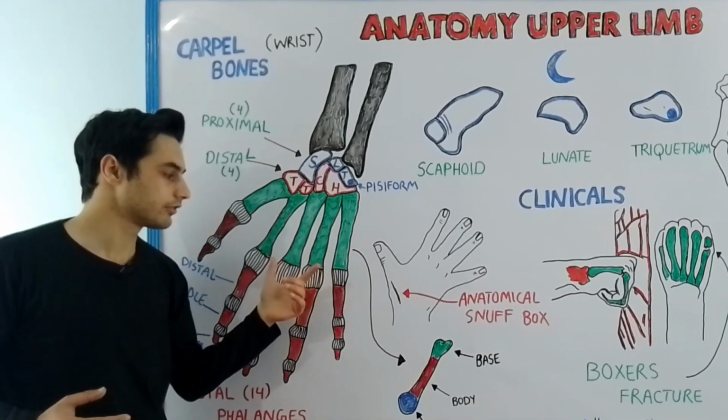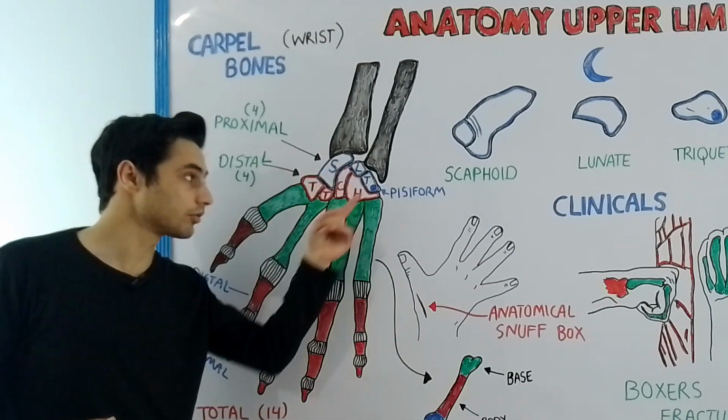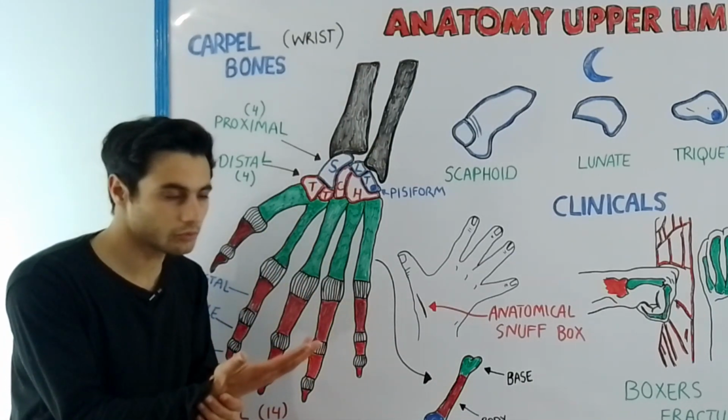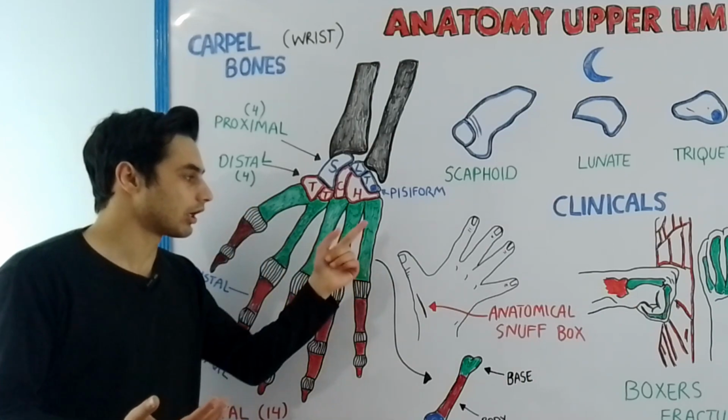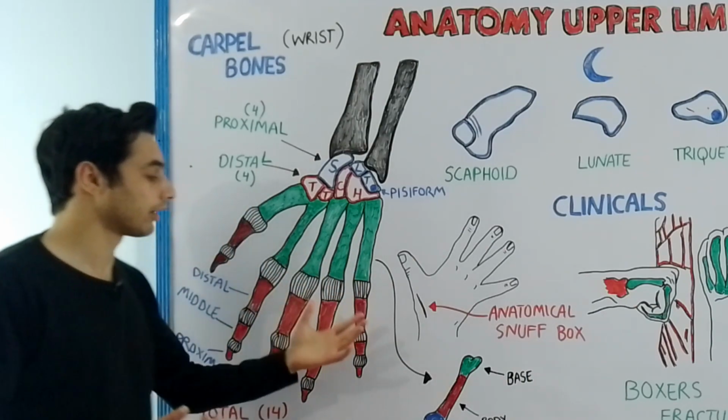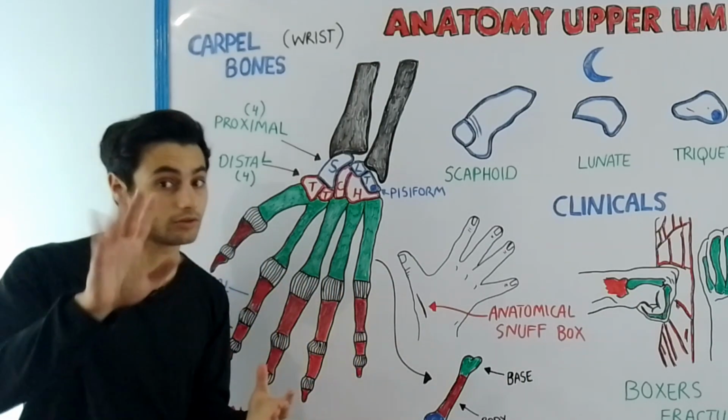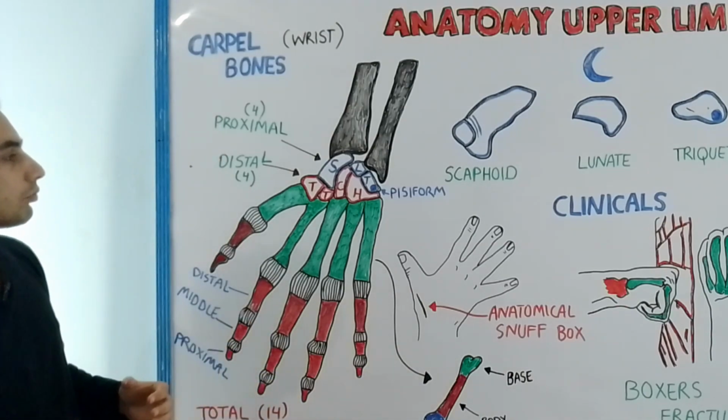In this video we are going to learn about the bones present in your wrist, hands and fingers. That is the carpal bones which are present in your wrist, the metacarpal bones in your palm, and finally the phalanges, the fingers. Now let's discuss that one by one.